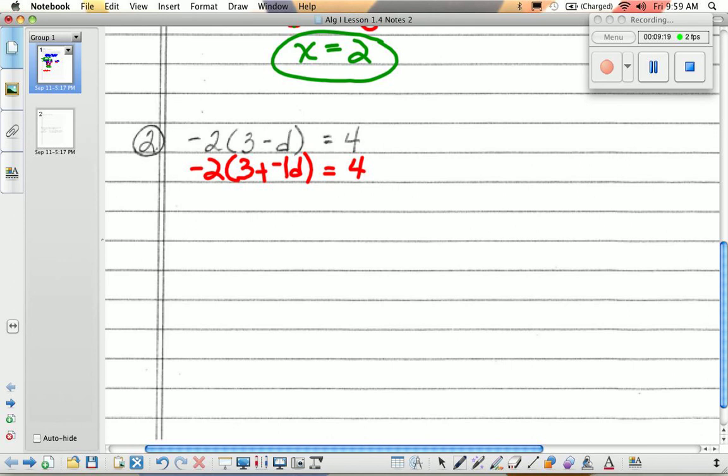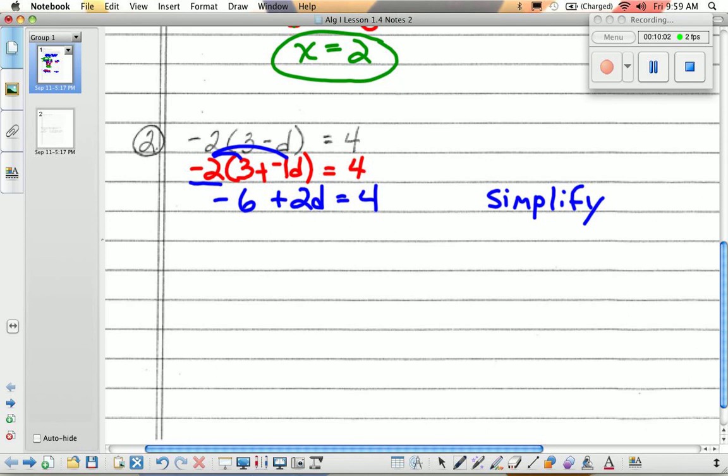So there we're just making it more user-friendly. Now we're going to do what's called distributive property. We're going to take the negative 2 times each piece in the parentheses, right? So negative 2 times 3. Negative 6. Plus negative 2 times negative 1. Positive 2, and those are D's. It's kind of like saying we have 2 groups of 1D. So we have 2D. We just simplified. That's all we did right there. We're not solving yet. We're just getting it ready to solve.